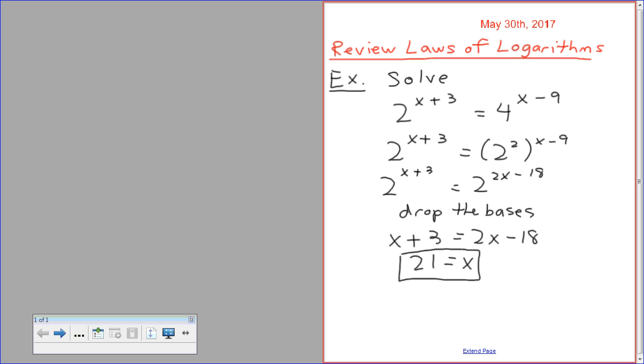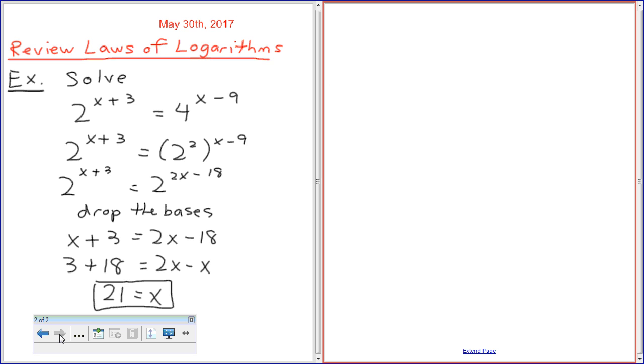Divide by 3. No, because x comes over as a negative, right? So 2x minus. Right, I'll show my work. I had the signs on.